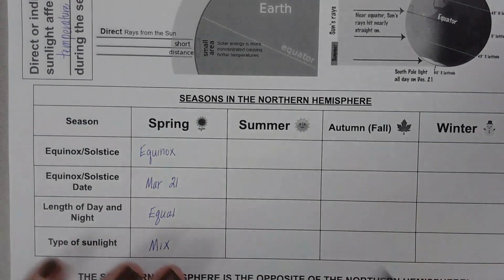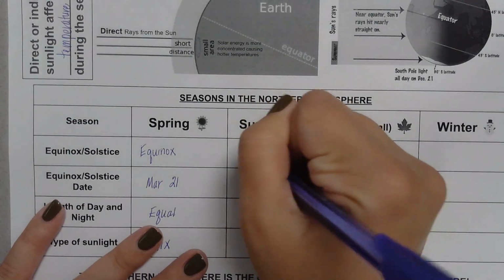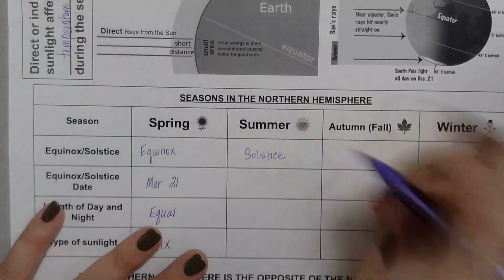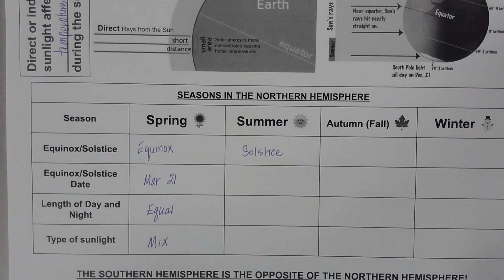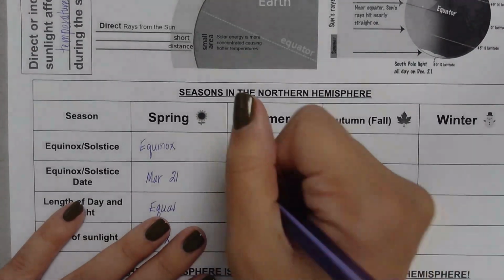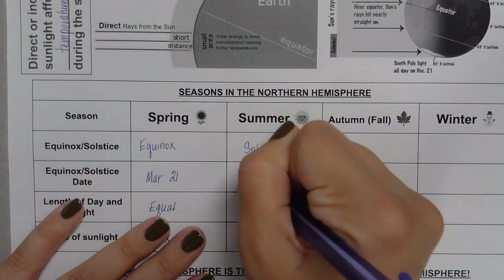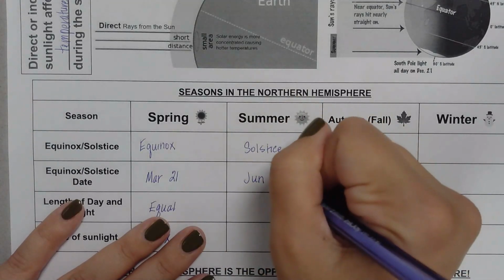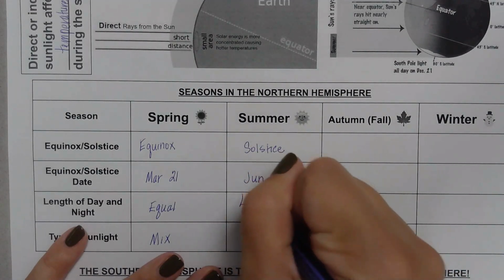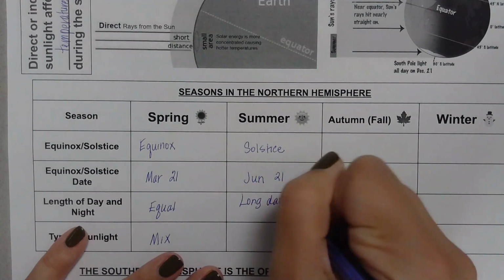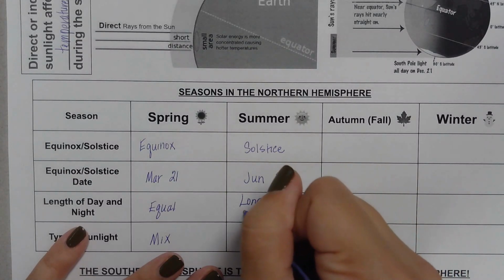In summer, we have something called a solstice. A solstice is the longest or shortest day of the year. So the summer solstice is the longest day of the year, and that usually occurs on or around June 21st. We have very long days in the summers and very short nights.